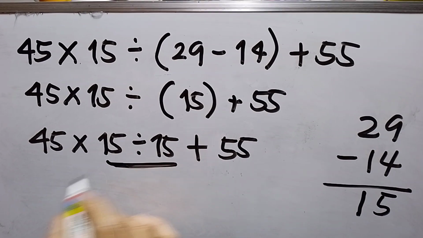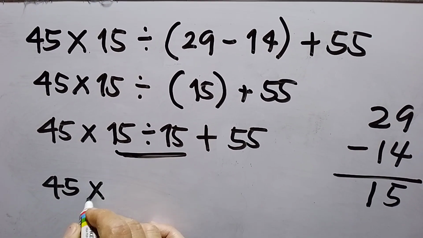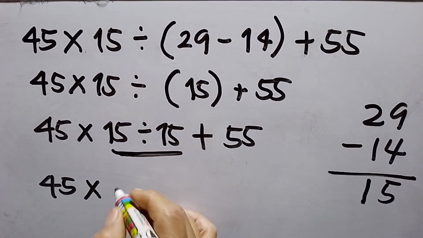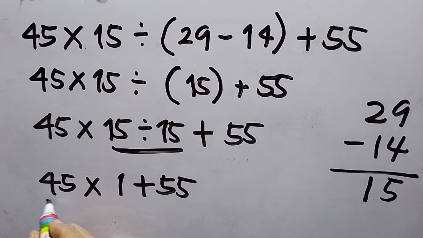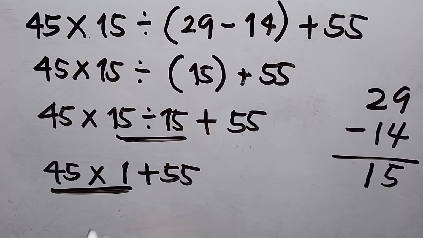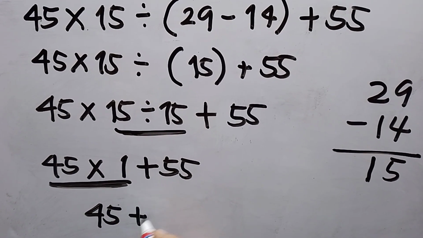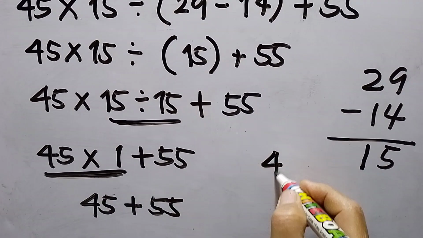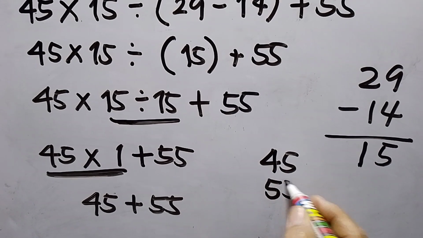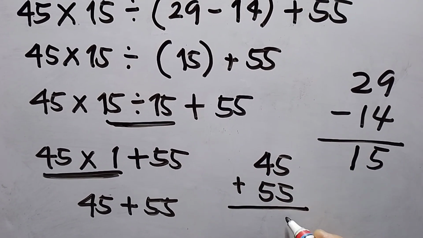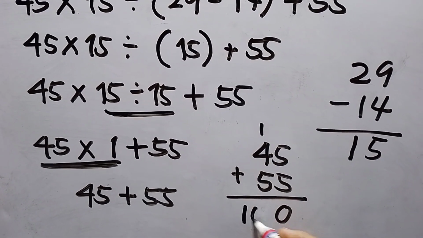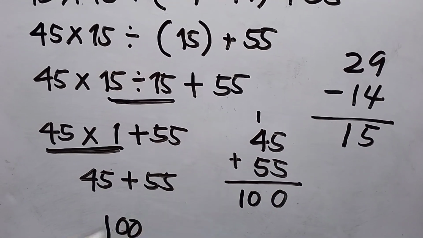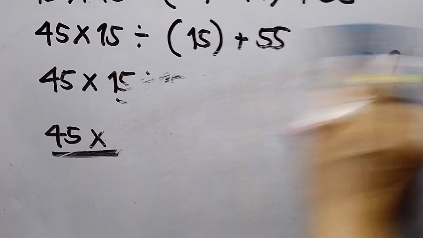Since we can divide this one, so copy 45 times 15 divided by 15 is 1. Then plus 55. Then this one, 45 times 1 is 45 plus 55. So 45 plus 55, this will be 0, carry 1. The answer is 100. Now let's move to number 3.